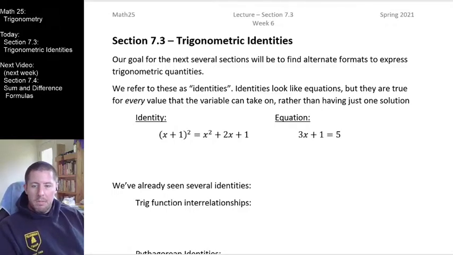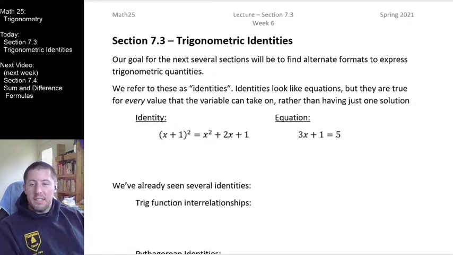So what we're going to be focusing on for the next four sections, for the next 2 weeks, is a lot of trigonometric identities. 7.3, 7.4, 7.5, and 7.6 are all going to deal with trigonometric identities, really coming up with statements that show that two trig expressions are equivalent to one another. So again, it's what we're covering for the next 2 weeks. That'll get us through 7.6.